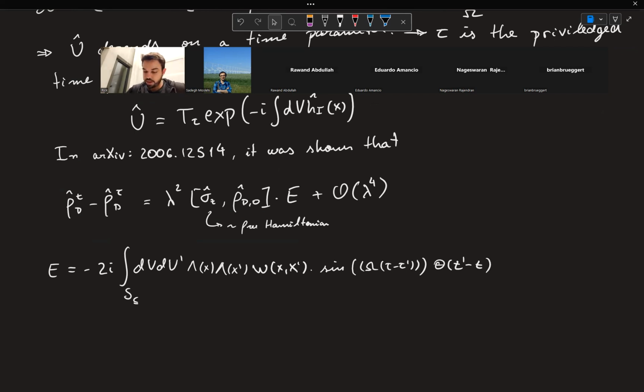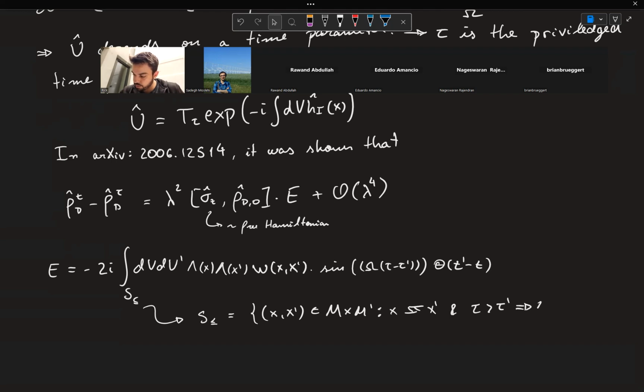Cool. And this region here is the set of all points in M times M prime such that x is space-like to x prime, and the notions of time ordering disagree. Sorry, I put the prime in the wrong spot. There you go.